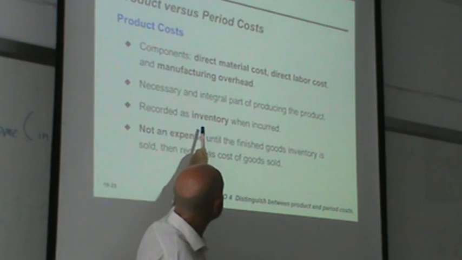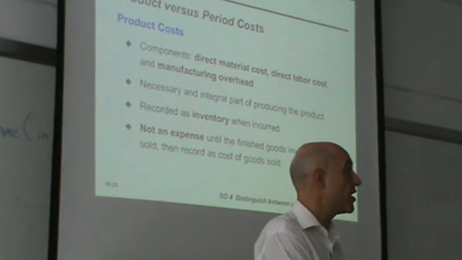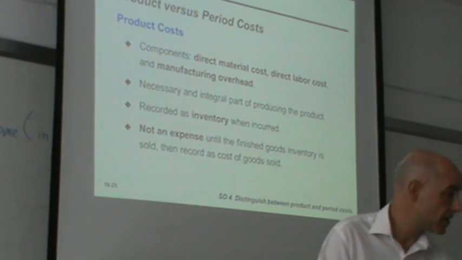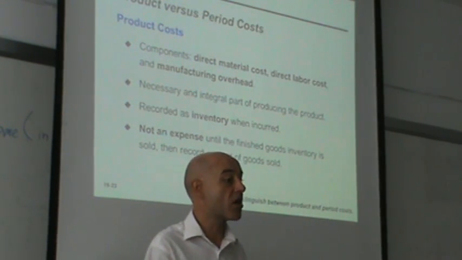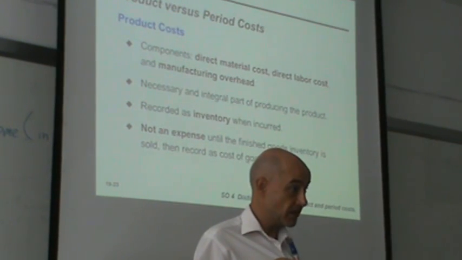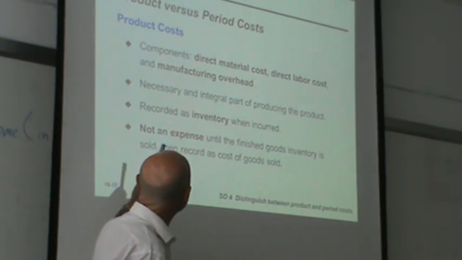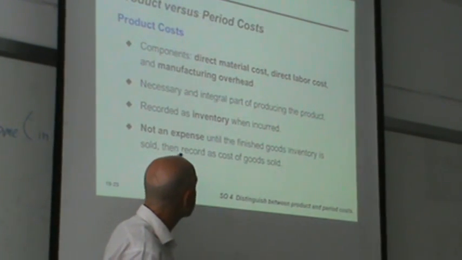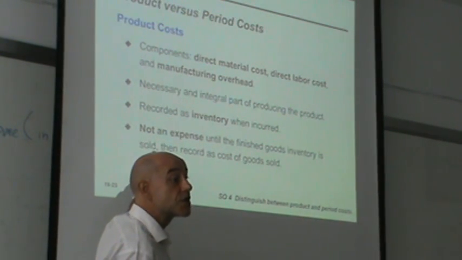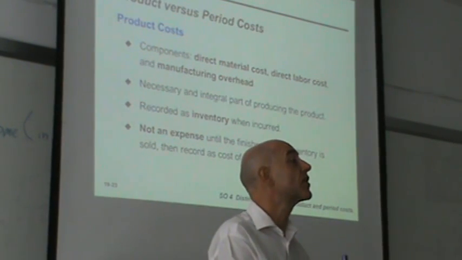They are recorded as inventory. So all of these expenses, when the product is ready and finished, it becomes inventory. It becomes a marker. It becomes a shirt. The shirt will include the button. Every shirt's got maybe 5 buttons. And it is not an expense until the goods are sold. So it's an inventory. It's part of inventory.